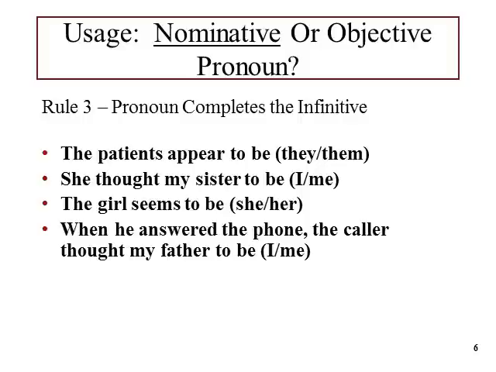In this third case, the girl seems to be she or her. Isolate your to be, look to the left. You've got a verb. You need the nominative case. The girl seems to be she, she seems to be the girl. When he answered the phone, the caller thought my father to be me. Isolate the to be, look to the left. You've got a noun, therefore you need the objective case.